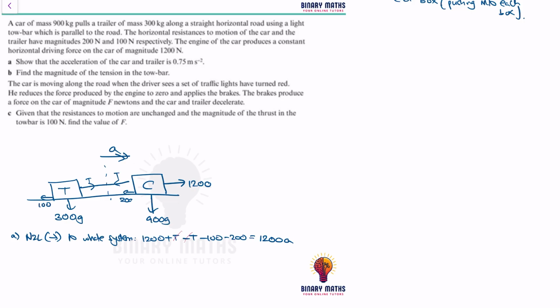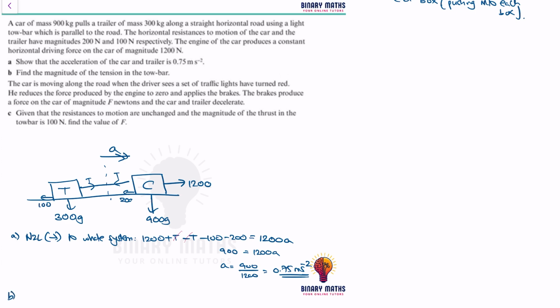So let's simplify this. 1200 take away 100 take away 200 is 900, must be equal to 1200A, which means A is equal to 900 divided by 1200, which is equal to 0.75 meters per second squared, which is what we wanted.